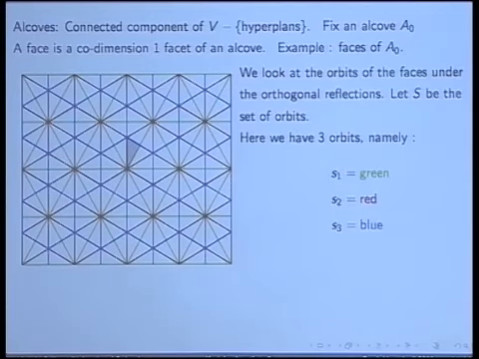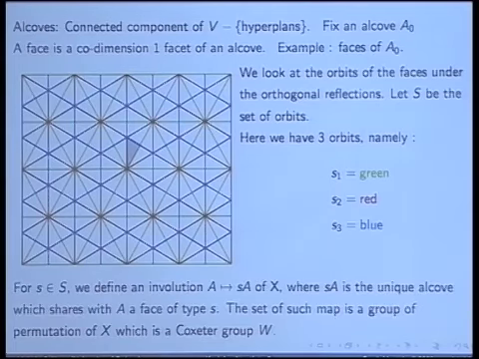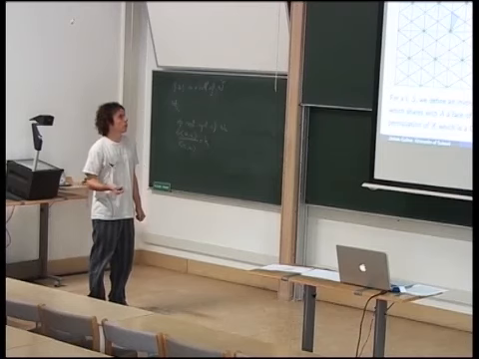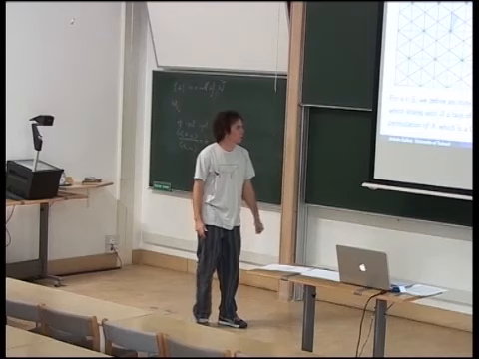So we have 3 orbits, the green, the red, and the blue. And then for any S in this set of orbits, you can define an involution of alcoves where S takes A to SA, where SA is the only alcove which shares with A a face of type S. And you look at the group generated by all such maps, and you end up with a Coxeter group, W. Well, of course, here I've started with the root system of G2, so I will end up with the affine Weyl group of type G2. But we'll see that afterwards.